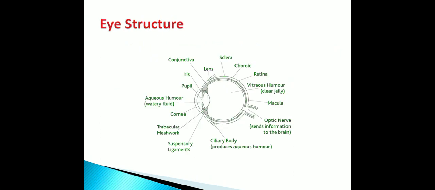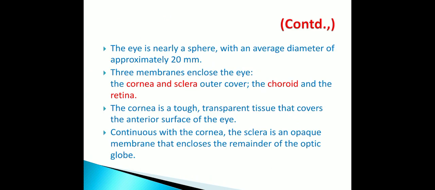This is the structure of the eye. The eye is a very important part of our body, we know. At the eye level, we should know about the iris, lens functions, sclera, choroid, retina and ciliary body, and how they function. The eye is nearly a sphere with an average diameter of approximately 20 mm.